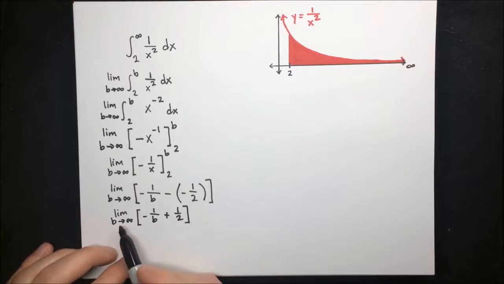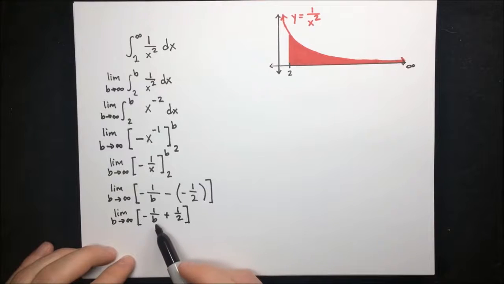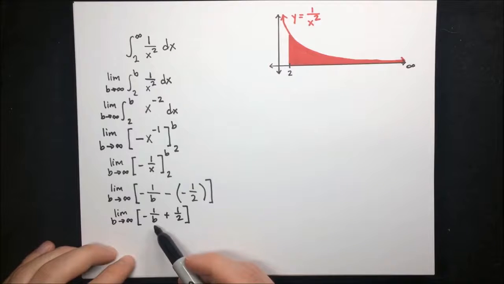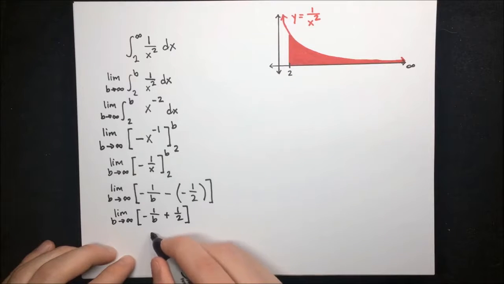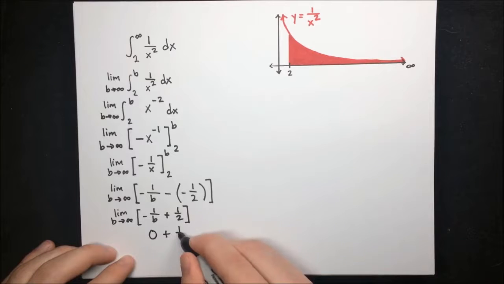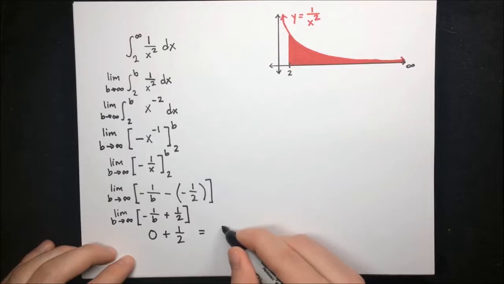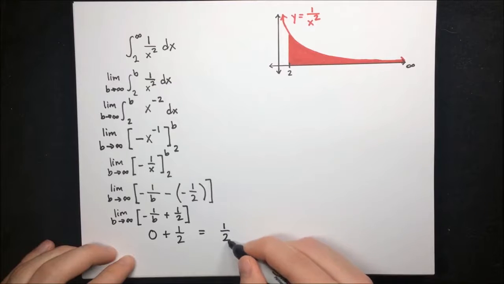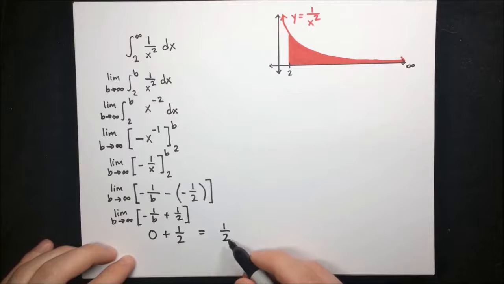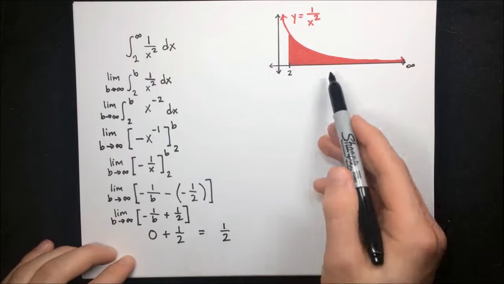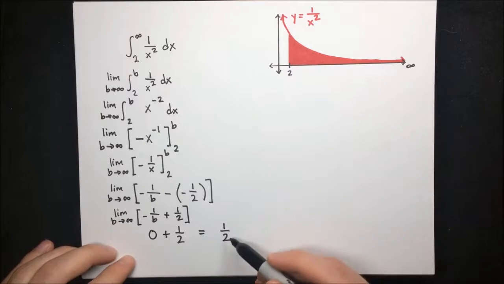But the limit as b approaches infinity of negative 1 over b, that's negative 1 over an increasingly large number. It's like negative 1 over infinity, which is just 0. So 0 plus 1/2 is the result, and 0 plus 1/2 is just 1/2. That's an actual finite number. But that's supposed to represent the area under an infinitely long curve. Can that actually come out to a finite number?